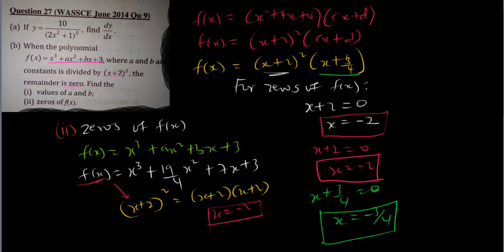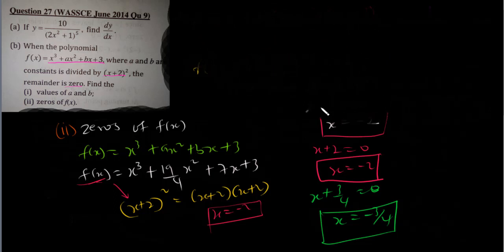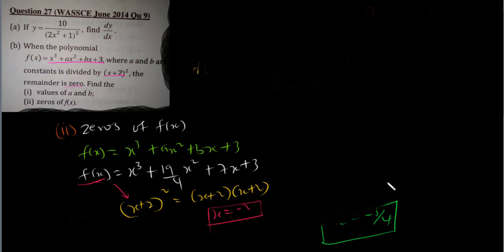And there is another way to do this. You can also divide the function by any of the factors that you know. In this case, we know the factor x plus 2 raised to the power 2, or x squared plus 4x plus 4. So what I'm saying is that we could have also solved it like this.